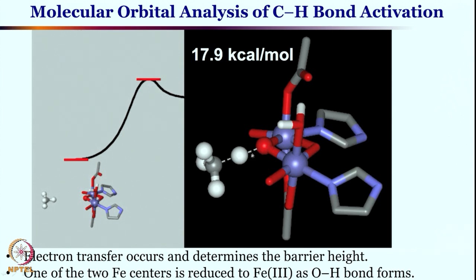CH bond breaking and OH bond formation, this is the corresponding transition state. CH4 versus CD4 will give a kinetic isotope effect value of nearly 22, as you have seen earlier. During this process, one of the two iron centers will be reduced to iron 3 as this OH bond is formed. This is the transition state, by the way, not the intermediate. So this is what the structure looks like in this transition state.